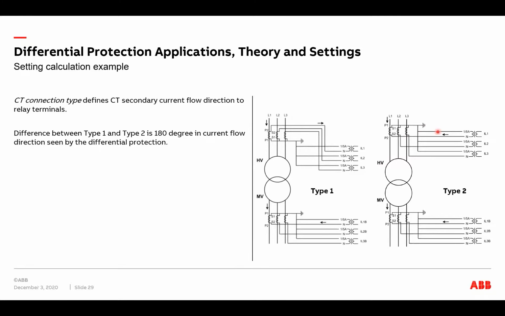On the other hand, if the current flows in on 1/5A on both sides, then you choose type 2. So the difference between these two settings is that the protection will turn the current measurement 180 degrees, depending on which setting you are using.